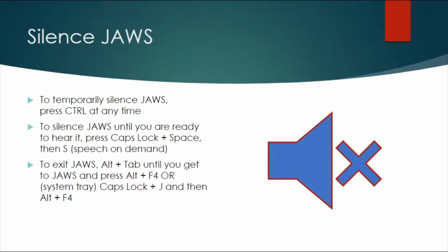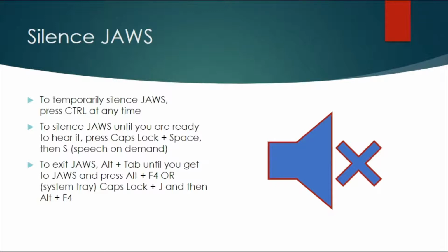Since we're talking about JAWS's verbosity settings, it's important to note here that to temporarily silence JAWS, you can press that control button at any time. To silence it until you're ready to hear it, which is called speech on demand, you would press the caps lock space or the insert space and then S. So caps lock space and then S, or insert space and S.